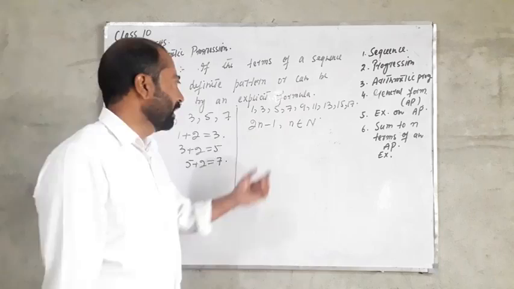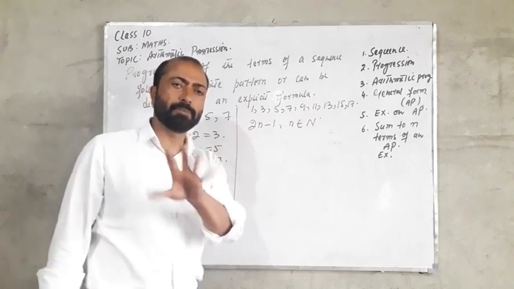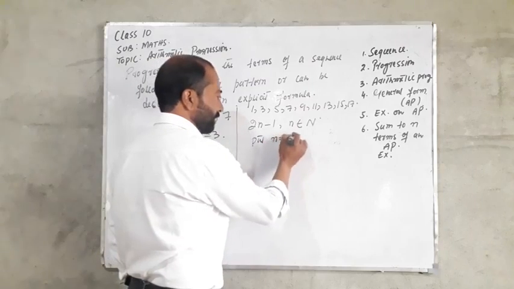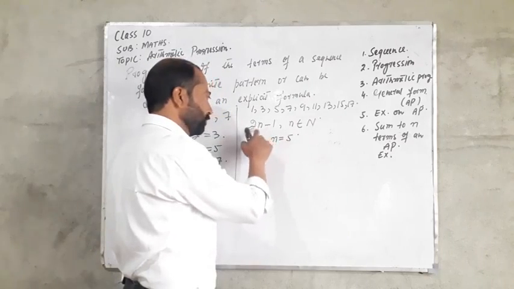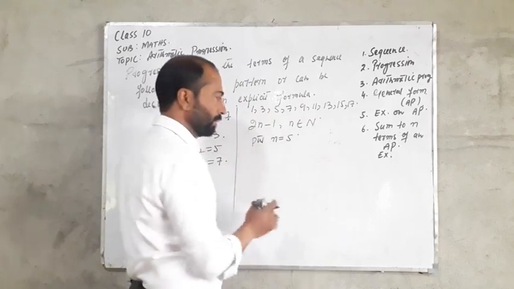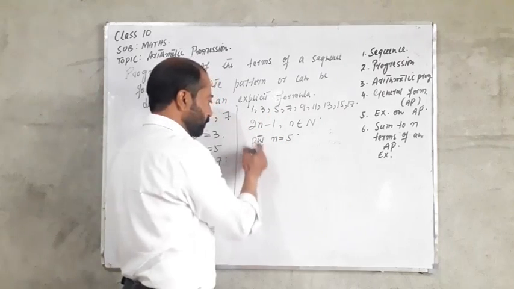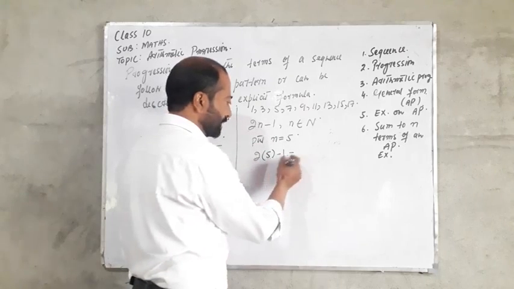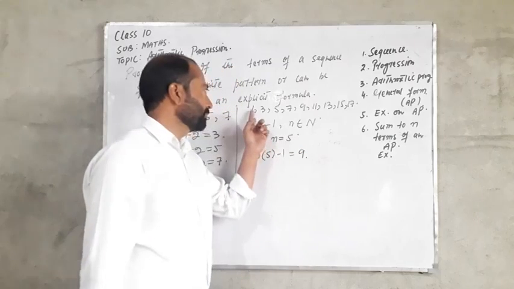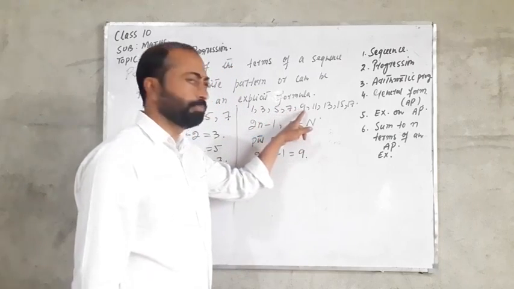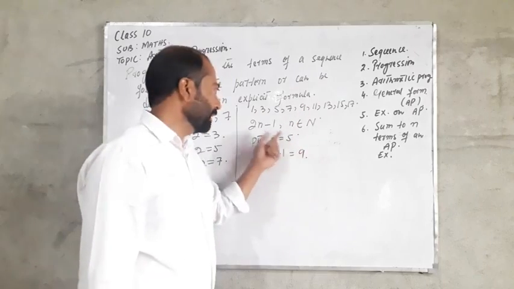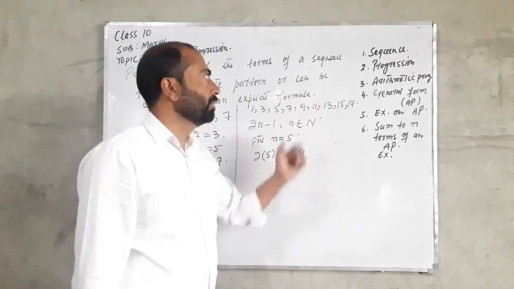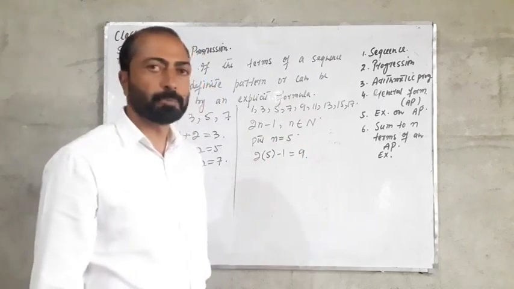What do you have to do? You have to replace n by 5 to get the fifth odd number. So put n equal to 5 in this formula. It gives us 2 times 5 minus 1. 2 fives are 10, minus 1, it is 9. Look here, first, second, third, fourth and fifth odd number is 9. That means this formula works here, so it is a progression. Is it clear? Now we will move to arithmetic progression.